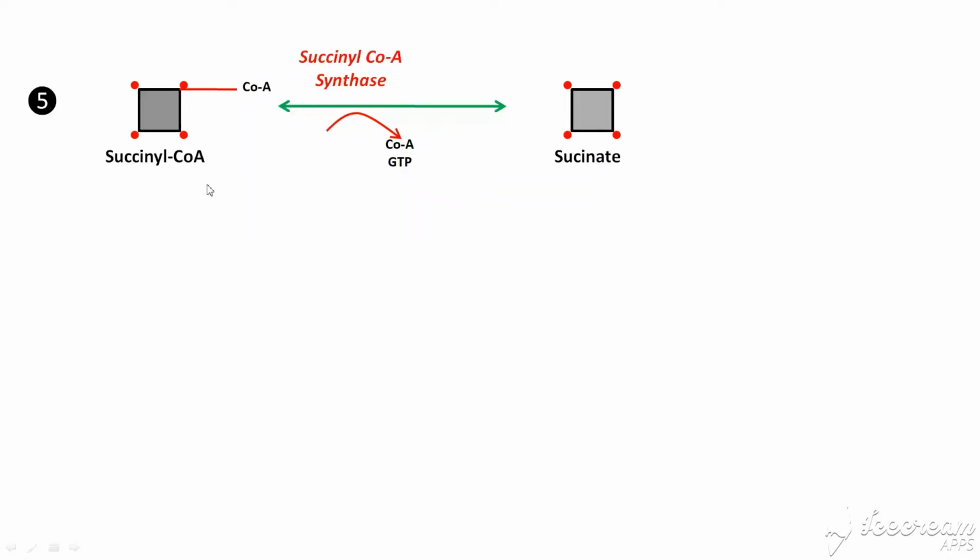Okay, so the next reaction in the TCA cycle is going to be the conversion of succinyl-CoA into succinate. Now what happens here is that succinyl-CoA just loses the CoA and we get succinate. There's going to be a release of a CoA group, and that's going to lead to the release of a little bit of energy in the form of GTP. This whole reaction is reversible, and it's catalyzed by succinyl-CoA synthetase.